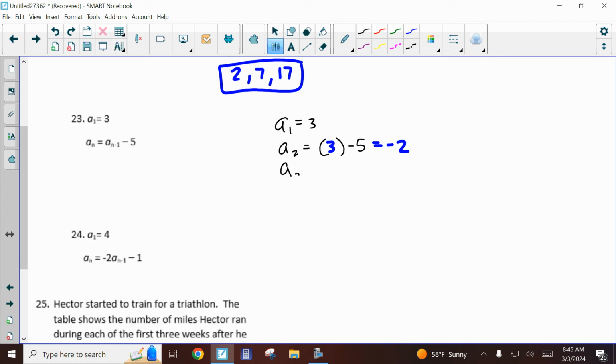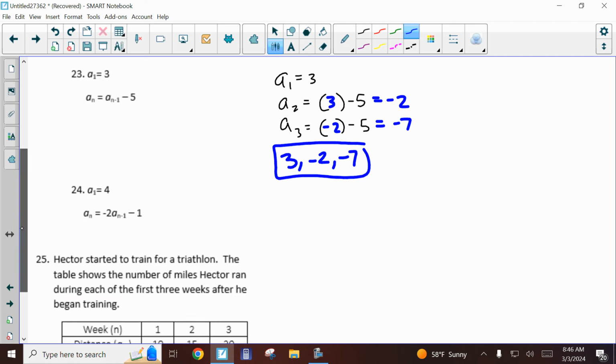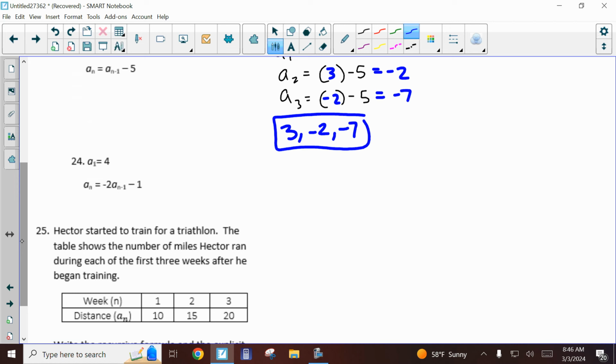And then I got A3 is equal to the previous number minus 5. So I stick in negative 2, and that's going to give me negative 7. So this pattern starts with 3, goes to negative 2, and then negative 7. And then one more here. What else do we have?